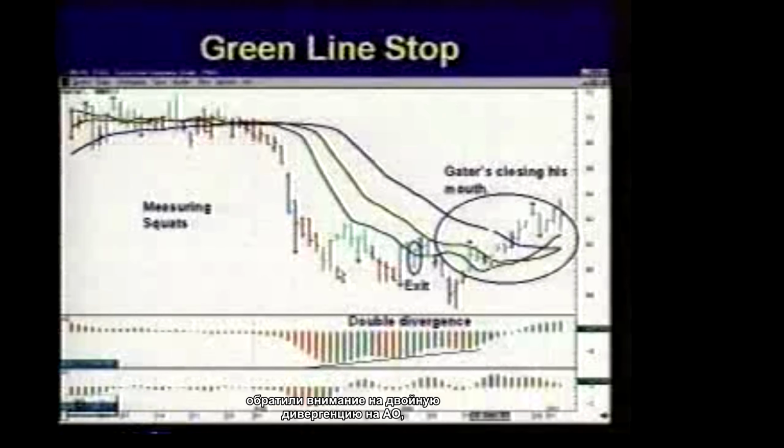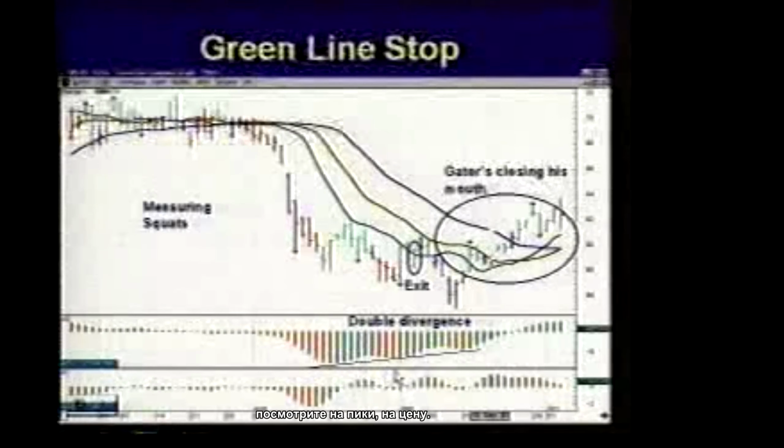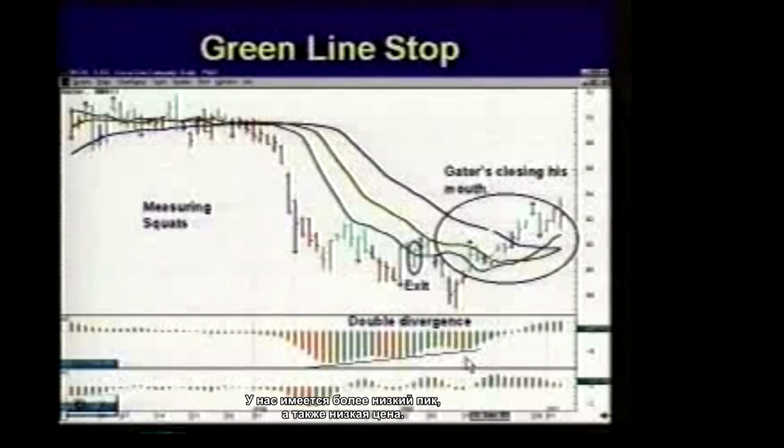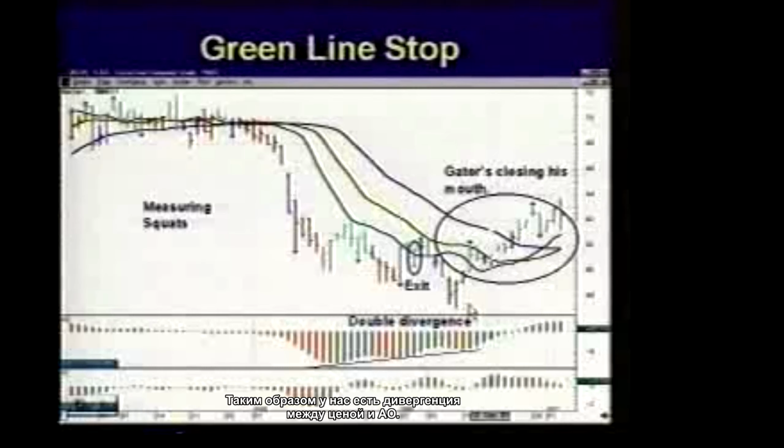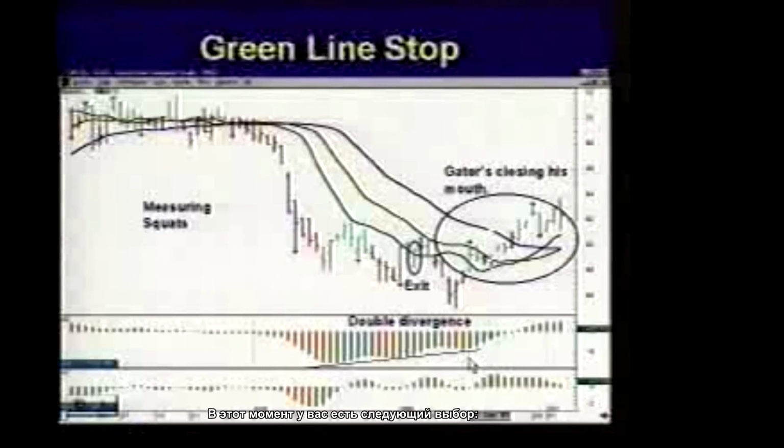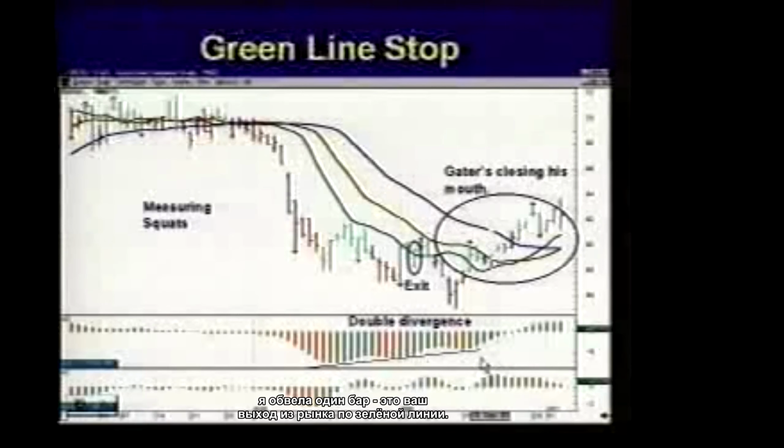So in this example, what I want you to notice is the double divergence you have on the AO. Look at your peaks. Okay, look at your price. You have a higher peak, a lower peak, and also a lower price. So you have divergence between price and the AO. At that point, you have a couple different options. Now, I have one bar circled, which is your exit on the green line.